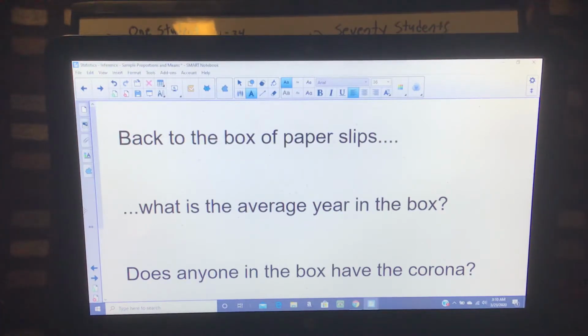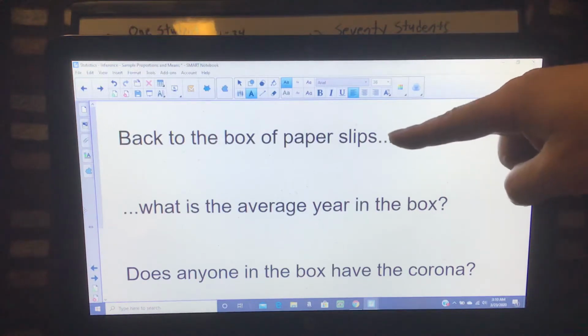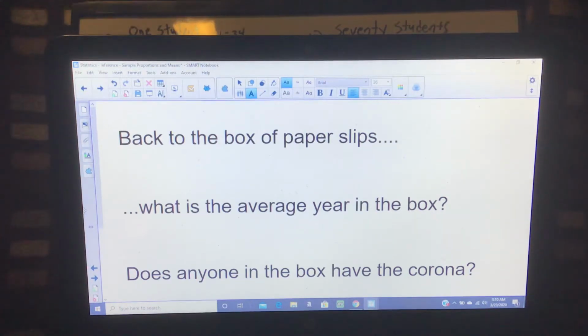To get an average for each sample, if I would have made you take 20 slips, that would have taken a really long time. So I would have knocked it down to 10 slips, but that still would have been a bit time consuming. So what I would have had you do with the box one more time is get in those same groups and pull out 10 slips at a time, but you would have had to find the average of those 10 slips. So if you would have pulled out 1946 and 1952 and 1997 and so on, you would have had to take those 10 slips, add them up, and divide by 10 to find out what the average year is.